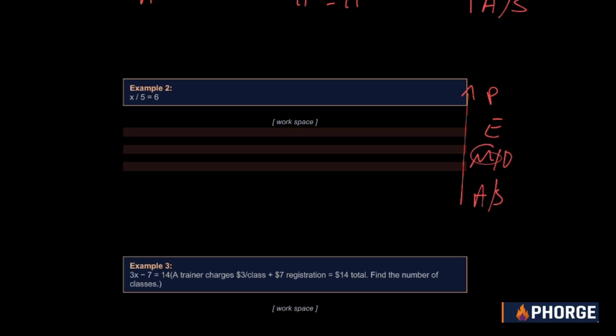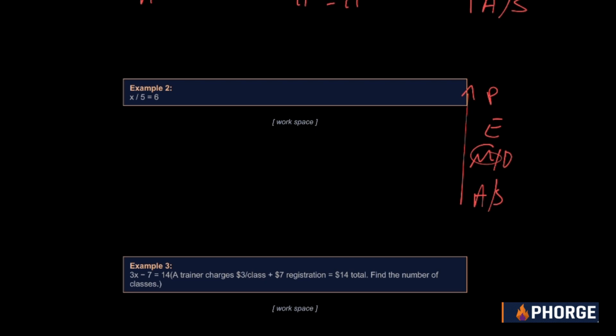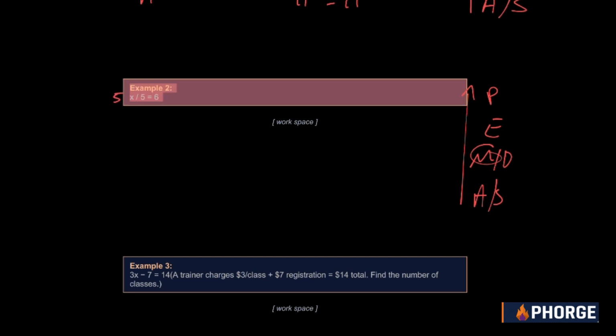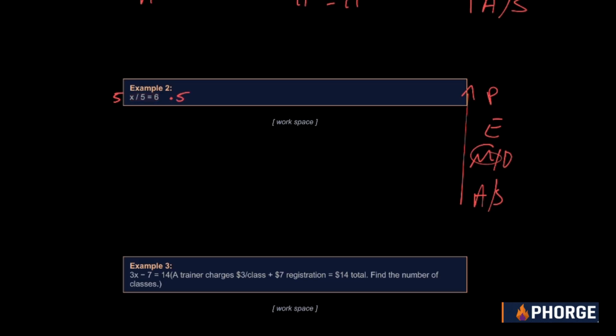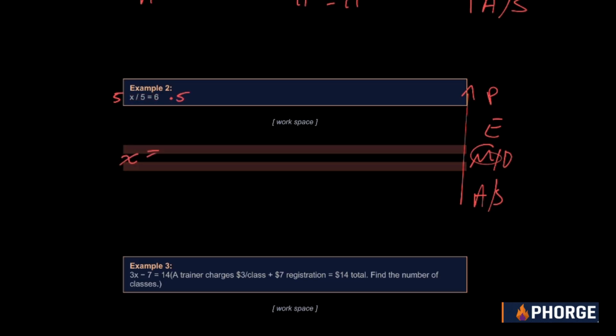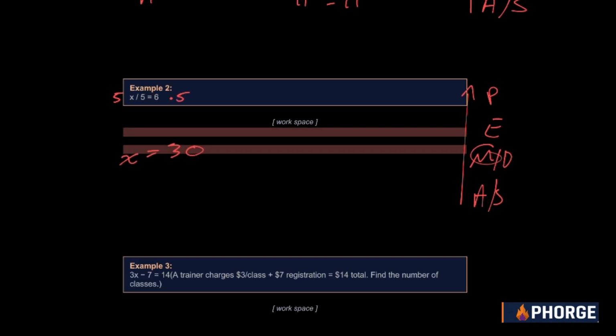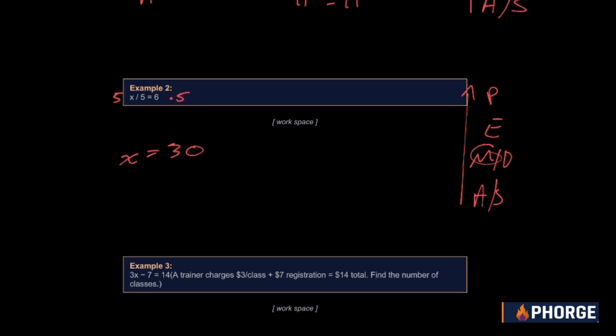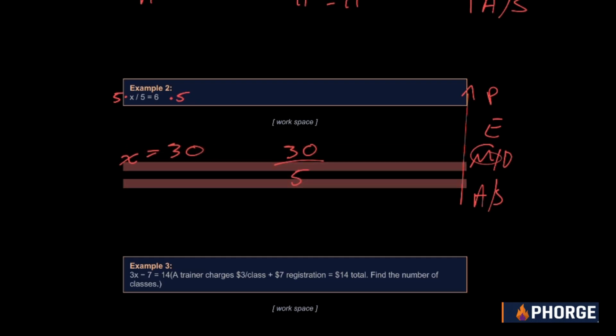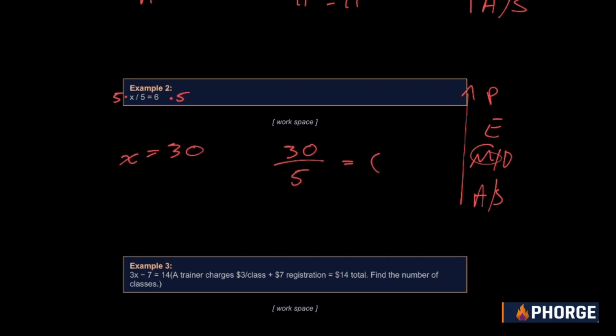Multiplication. So we need to multiply each side by 5. So multiply by 5, multiply by 5. So now we're looking like x is equal to 30. Cool. So now let's put this back into the equation, solve it, and see if we can get the same answer. So we have 30 divided by 5 is equal to 6.